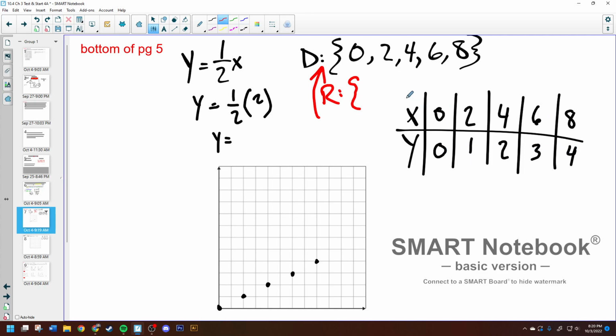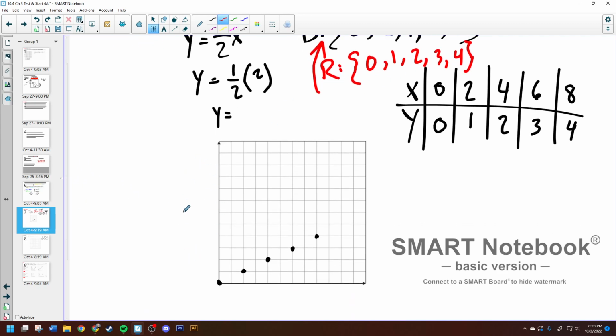Well, our range should be those 5 numbers we got for the y, or our output: 0, 1, 2, 3, and 4. All right, my squiggly brackets are struggling a little bit. So there you go. Take note, we would normally have labels here on the x-axis and y-axis, but we don't here because it's not a word problem.